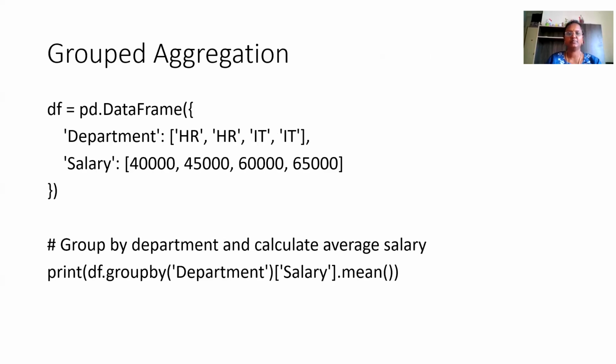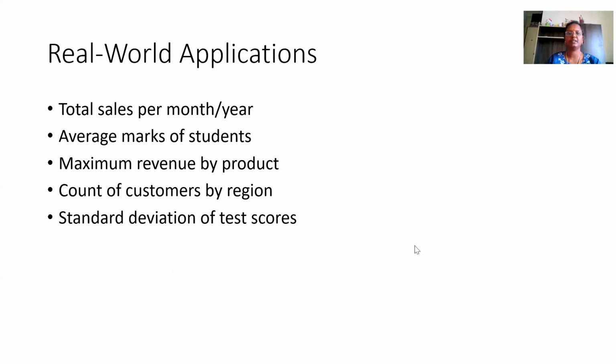The next important thing is the grouped aggregate function. If you want to apply an aggregate function on a group of data, then we can apply group by. For example, here we are creating a data frame with department: HR, IT, and salary: for example HR 40,000 and one more 45,000, IT and one more IT 65,000. If you want to group by department and calculate the average salary, we have to go with df.groupby('department')['salary'].mean(). So we find the mean value.